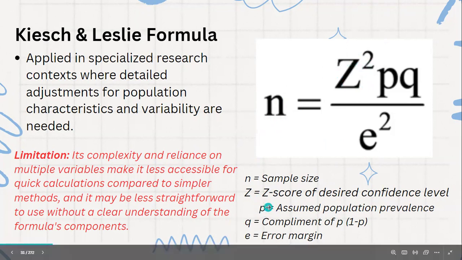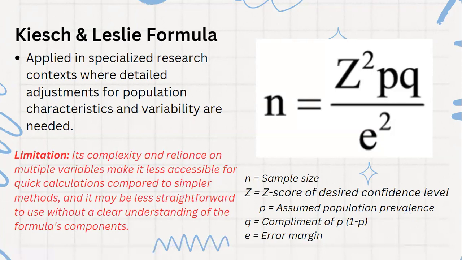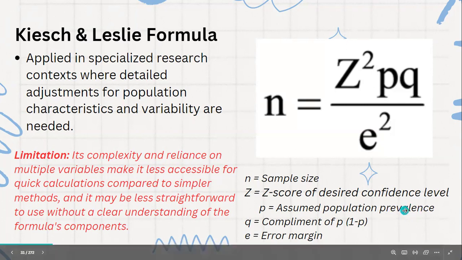And then you have the p, which is the assumed population prevalence. And assumed population prevalence is obtained from various studies that are similar to the study that you are doing. So if, for instance, you're studying health workers, and you're studying maybe a prevalence that affects health workers, if there is a similar study that has the prevalence of that population in a different place, you could use that and put it here as the assumed population prevalence.